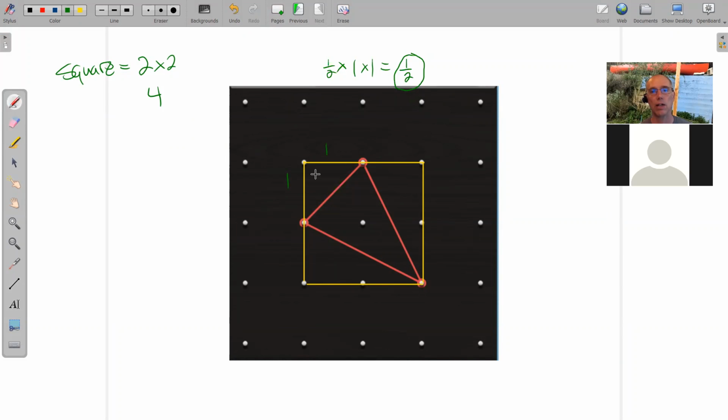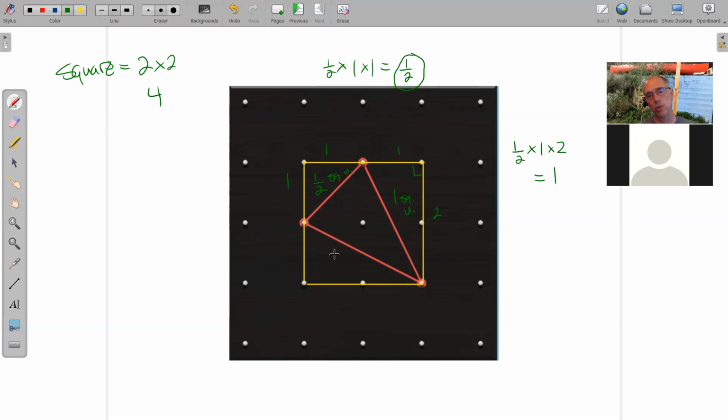That this thing has an area of 1/2 square units. Moving over to this one, it is 1 by 2. So its area is 1/2 of 1 times 2. So half of 1 is a half, half of 2 is 1. So it has an area of 1. So this is 1 square unit.